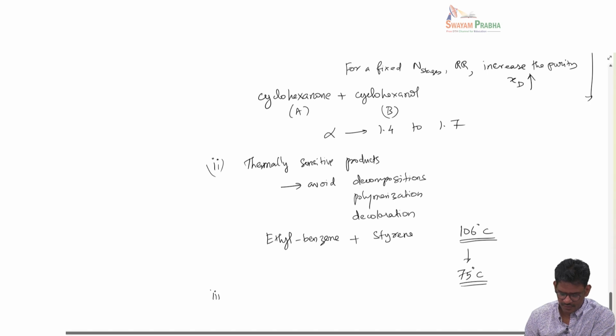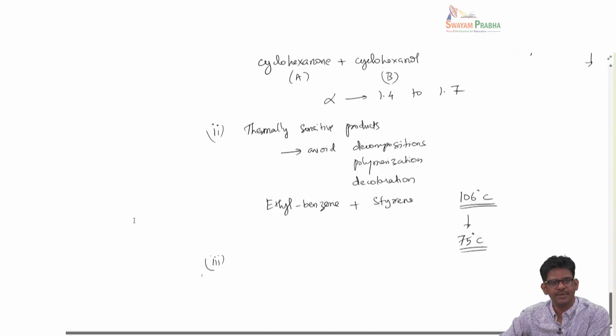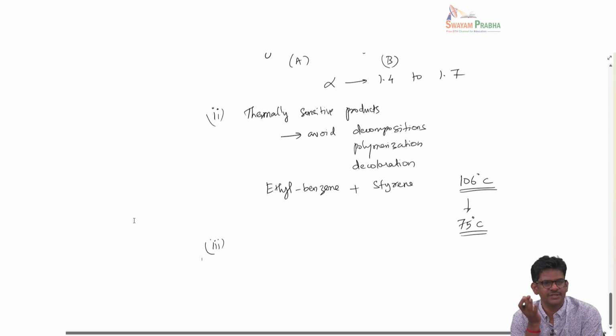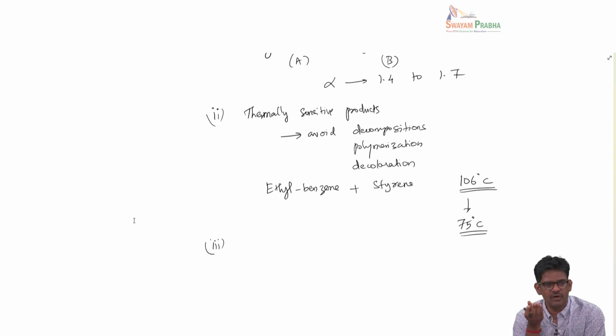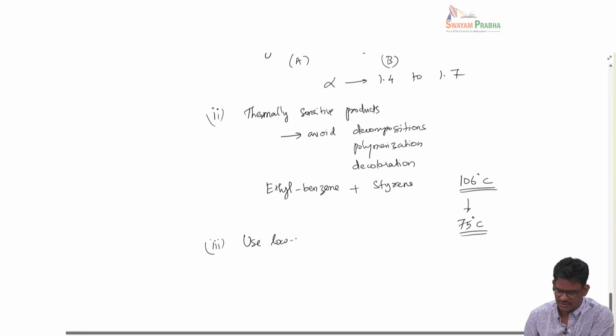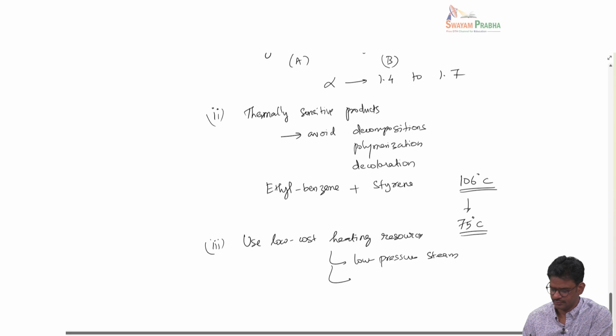Third, when we bring down the boiling point by reducing the pressure, the heat duty for the reboiler will come down. What that means is some low cost heating resources, something like low pressure steam or even hot water, is enough to provide the heating duty for the reboiler. You don't have to have any furnace or any high pressure steam. Okay, so use of low cost heating sources. So this means low pressure steam or simply hot water.